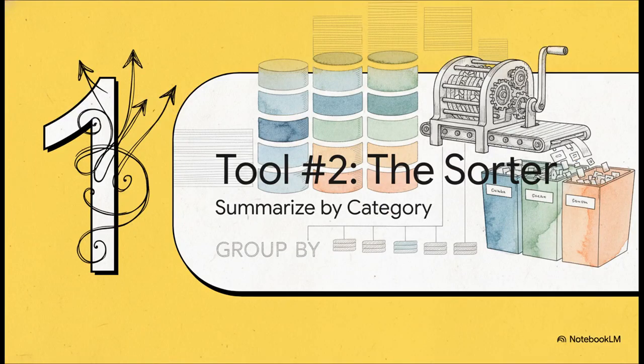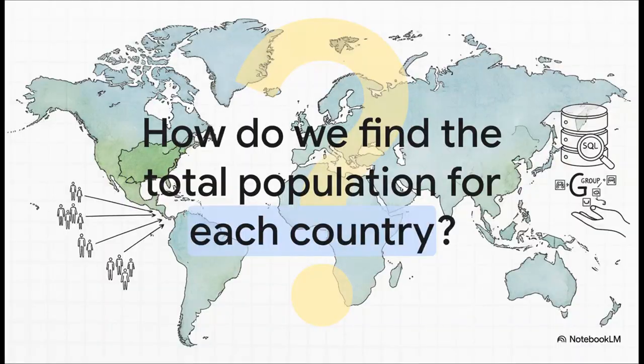Okay, that's really cool, but what if one big summary for everything isn't quite what you need? What if you need to slice things up and look at smaller categories? Well, it's time to add our second tool to the box, the sorter, or as SQL calls it, group by. So here's our next puzzle. We don't want the total population of the whole world. No, we want the total for each individual country.